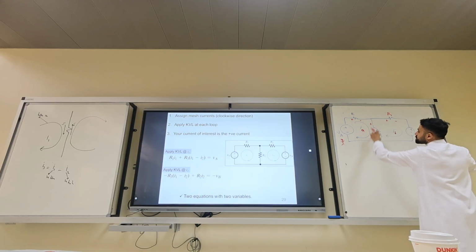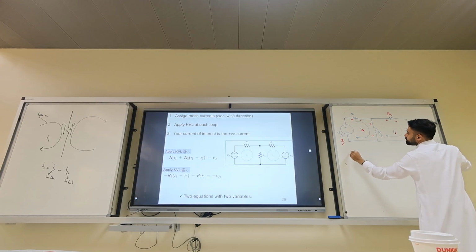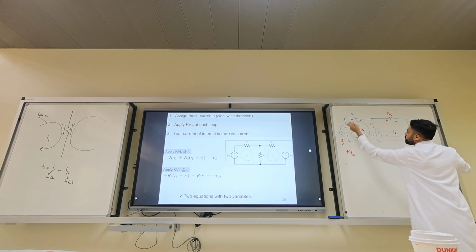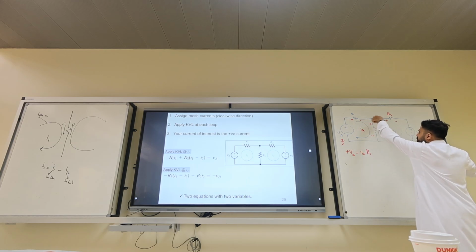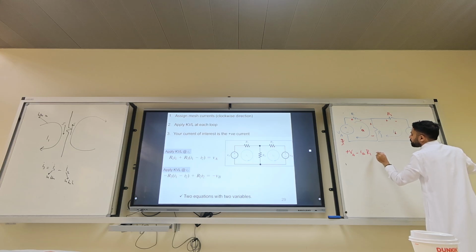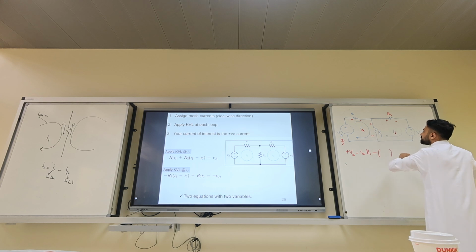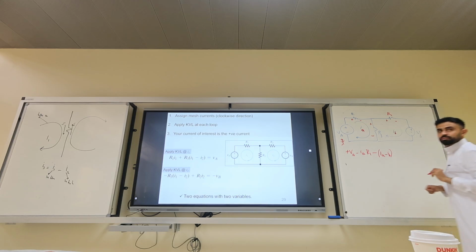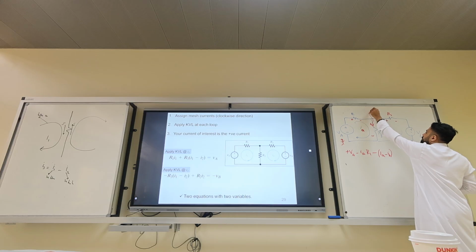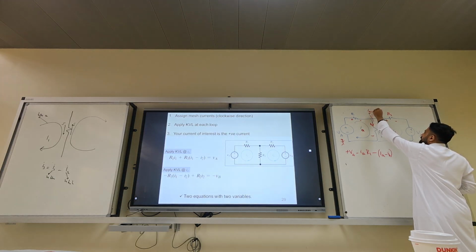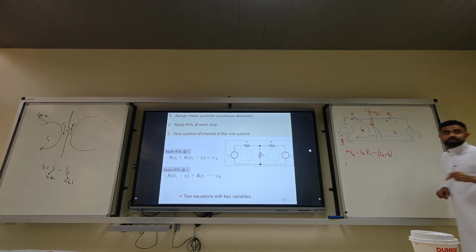So doing KVL across this loop, voltage rise, voltage drop. Plus V. Voltage rise, voltage drop. Minus IA times R1. Voltage rise, voltage drop. Drop. And here's the thing, minus. What is the current that goes through the R3? IA minus IB. It is IA minus IB. So the current that goes here is actually IA minus IB. Get it?